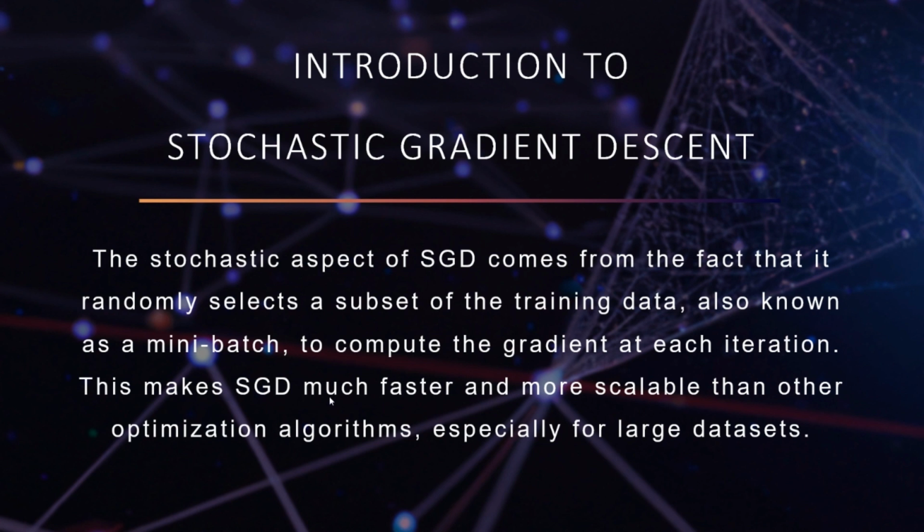The stochastic aspect of stochastic gradient descent comes from the fact that it randomly selects a subset of training data, also known as a mini batch, meaning our neural network is not trained on the whole data set for each iteration. For every iteration, we select a mini batch of the data set to train the network, then use our stochastic gradient descent algorithm in backpropagation, and then we tune the weights and biases according to the cost obtained.